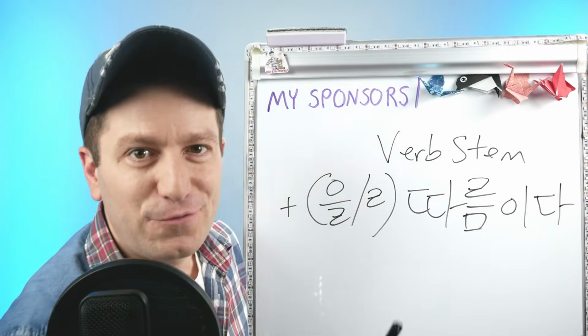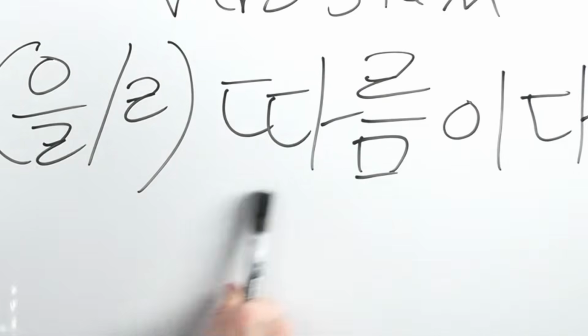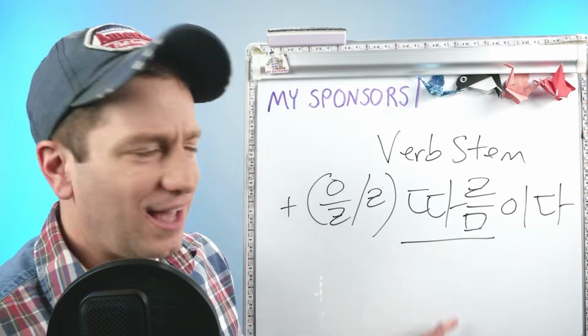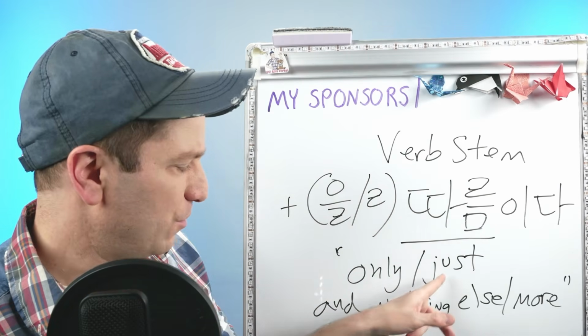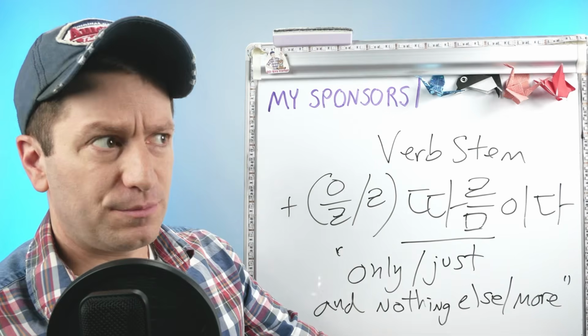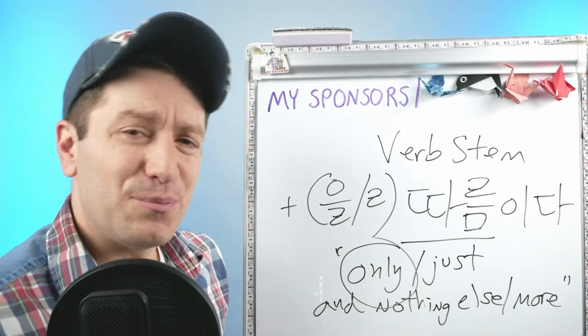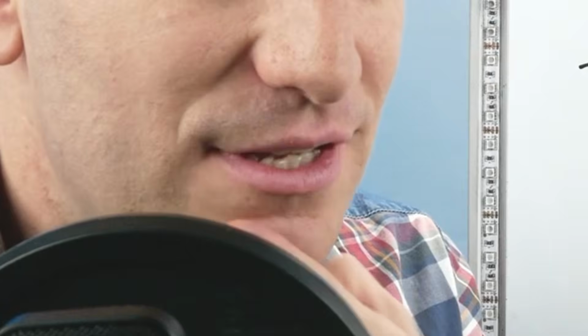Hey everyone! The form we're going to be learning today is 따름이다. 따름 means only or just and nothing else and nothing more. Basically, only. But wait, there's another word that also means only or just and nothing else and nothing more.